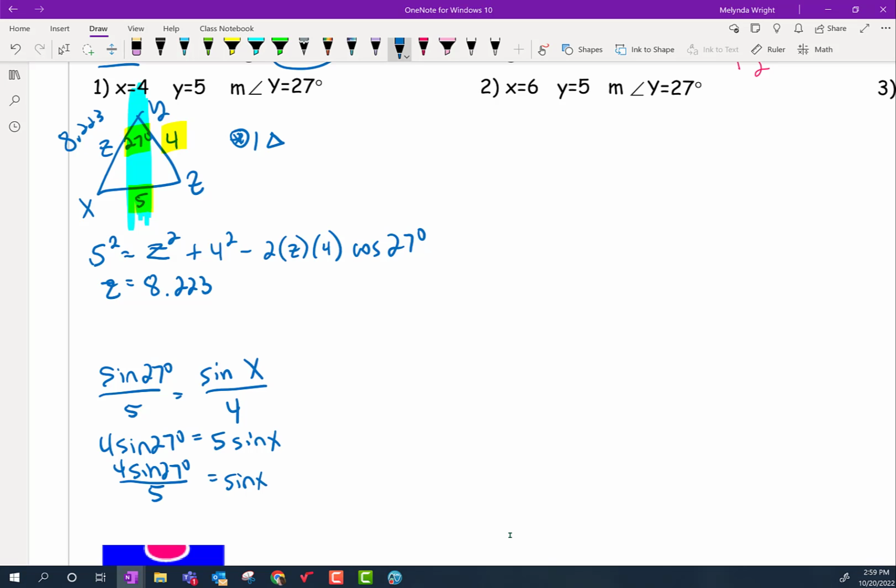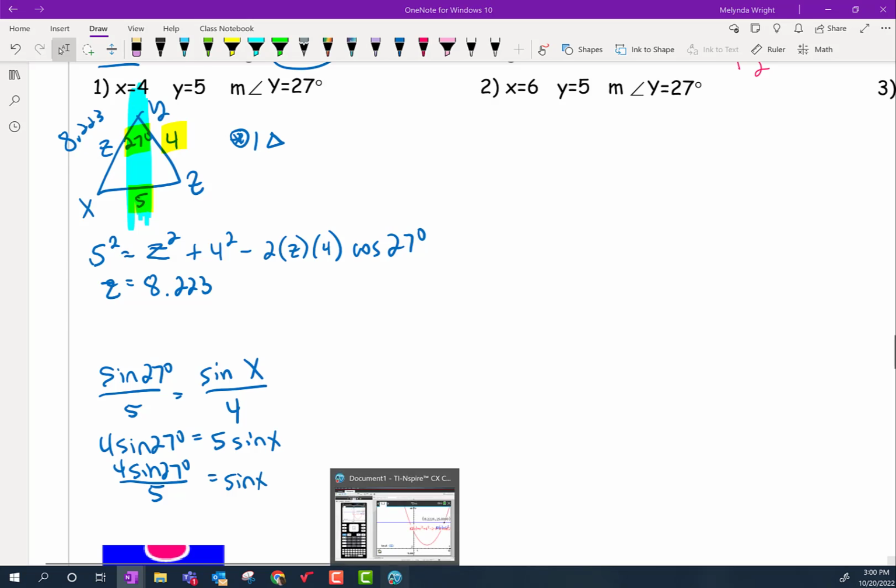Okay. 4 sine 27 degrees over 5. Is everybody okay with that? All right. So now I'm going to go to my calculator and input that in my calculator.